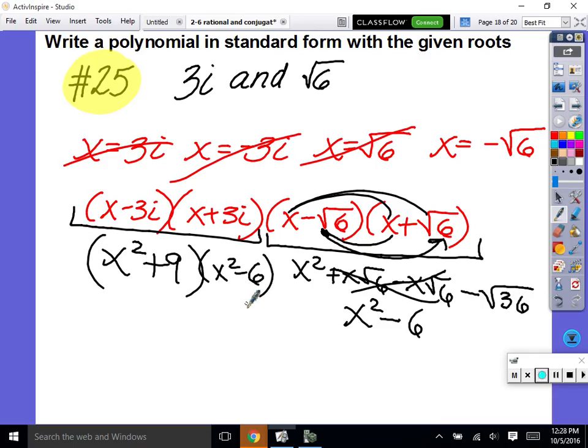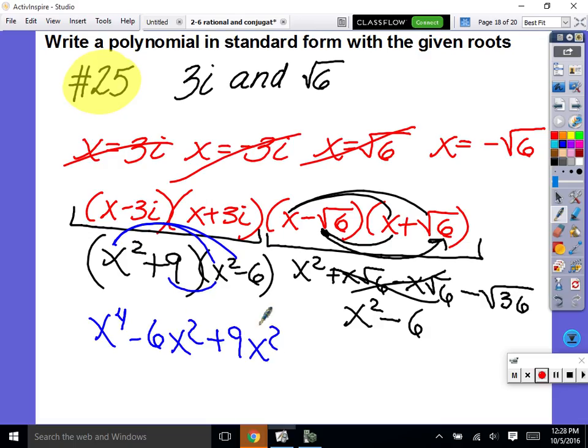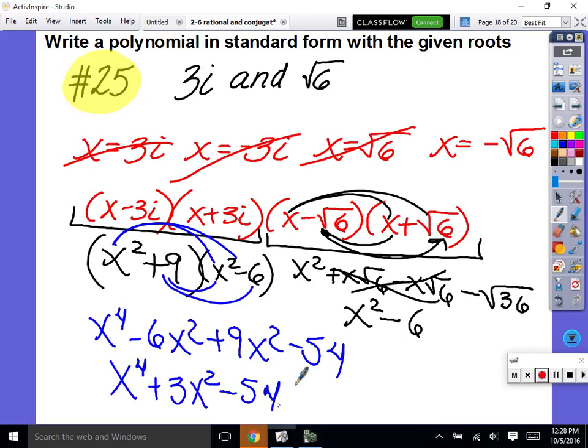Now we'll distribute that. We're almost there. X squared times x squared is x to the 4th, minus 6x squared, plus 9x squared, minus 54. Combine like terms and put it in standard form. X to the 4th, and then we have plus 3x squared minus 54. Now that was the polynomial that generated those solutions.